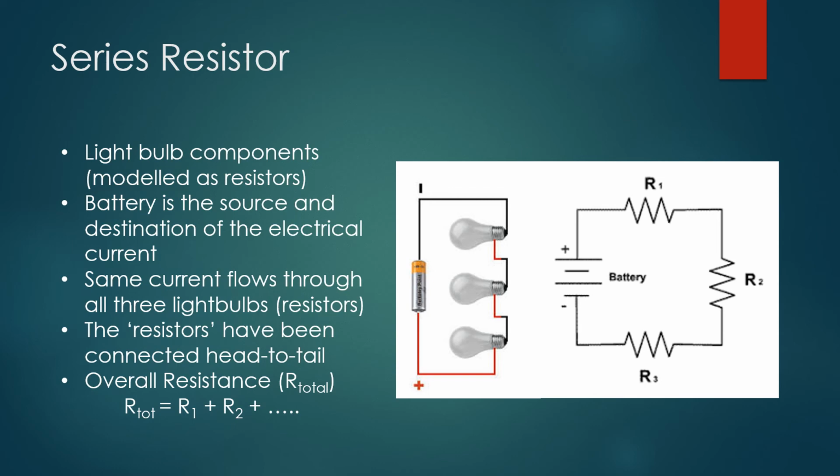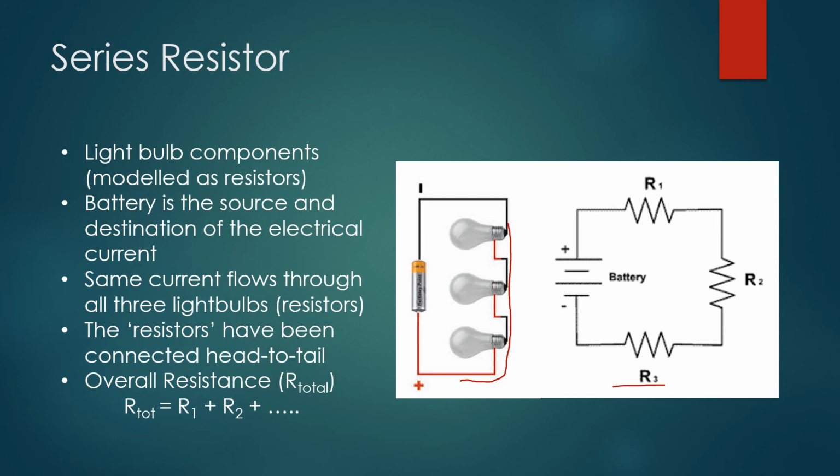I wanted to look at the series resistor a little bit closer. We have the battery, which is the source and the destination of the electrical current, right? We need to be connected to both ends of the battery for the current to flow. The same current is flowing through all three light bulbs because the current's going to flow through one, and then it's going to continue and flow through the next, and then the next. So it's the same current through all three resistors.